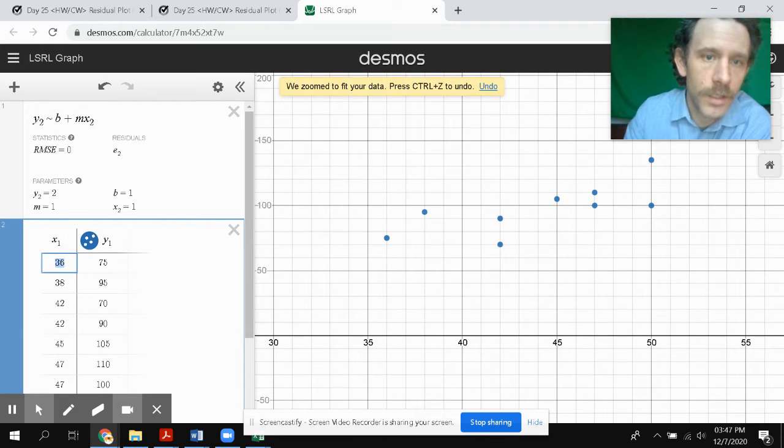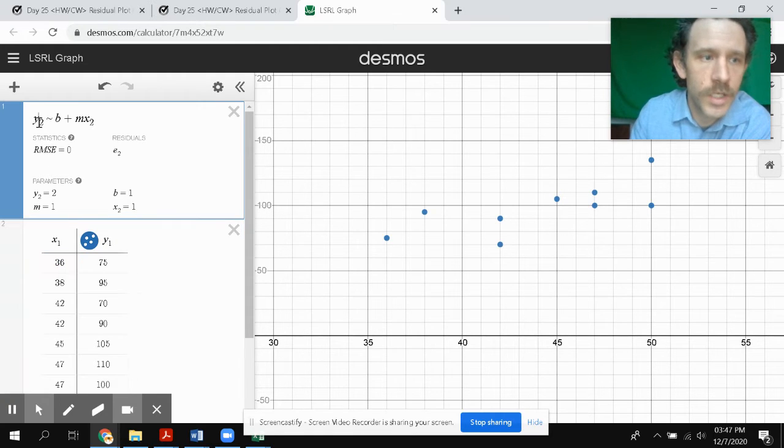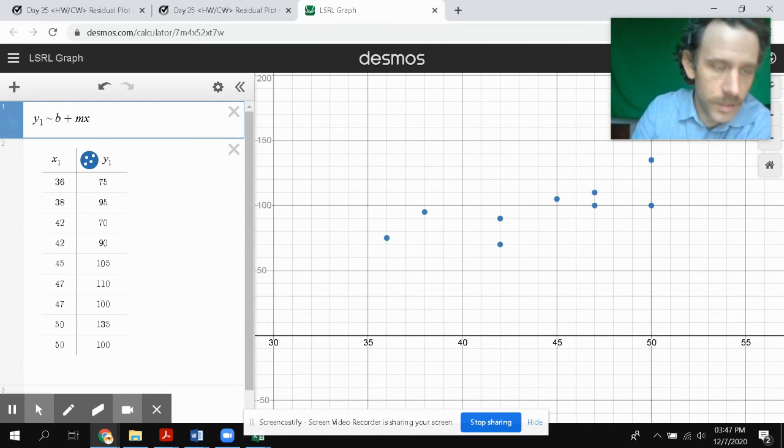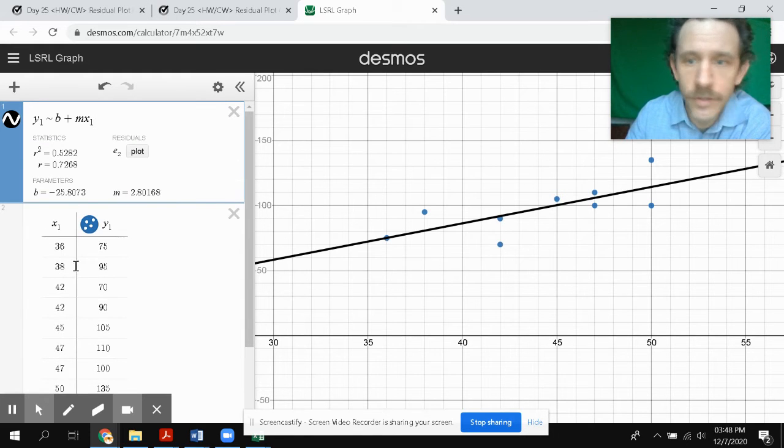Control V, and notice again here our x1, y1 for the table needs to line up with the equation. So I'm going to change that from y2 to y1 so that that's the same number as the table, and change the x2 to x1. So now we have the information we need.